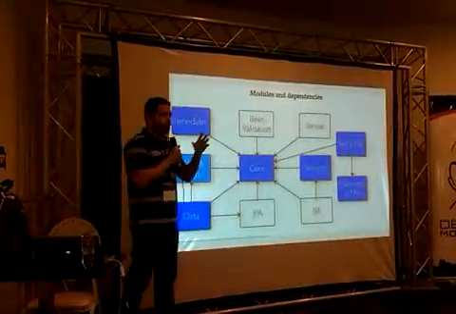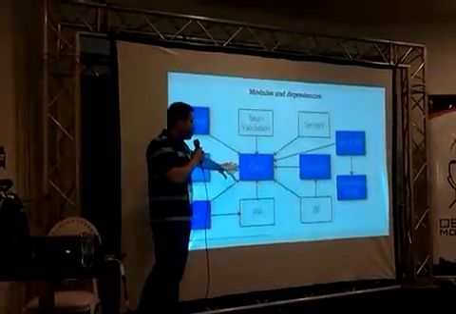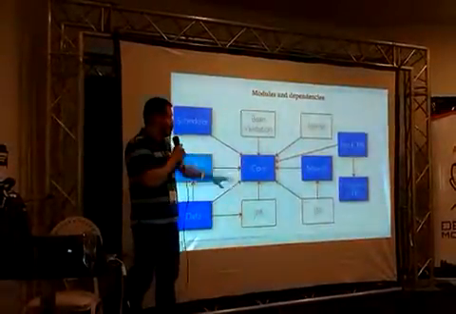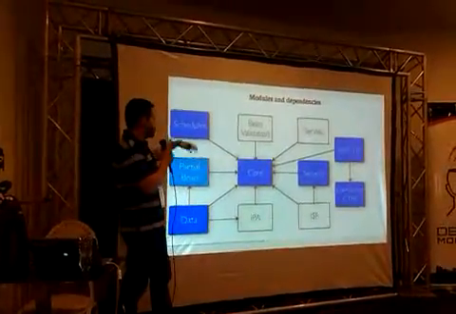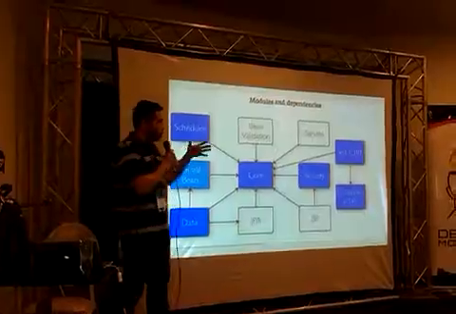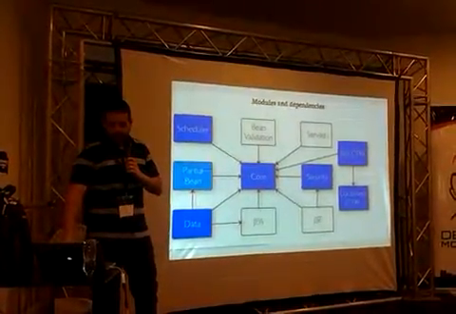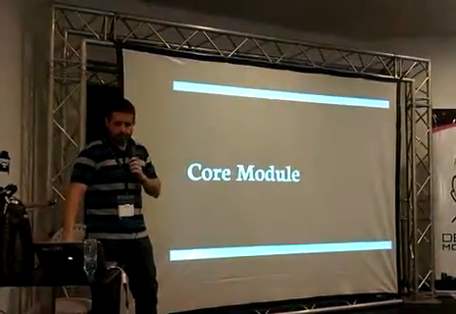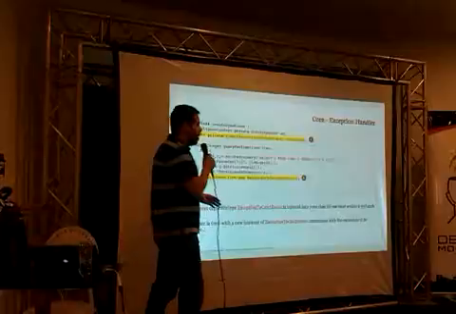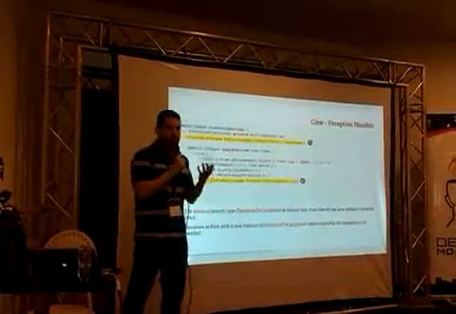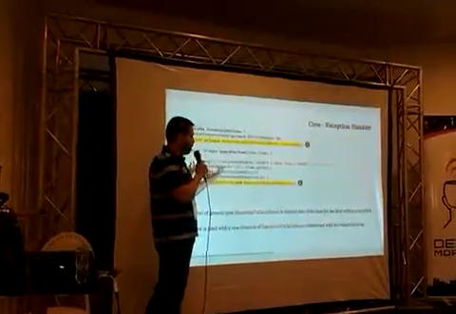So, DeltaSpike has a lot of features, general features, and also specific features. The most general features are in the core module, but of course there are also features for data, for JSF, for security, for scheduler, and we will see some of them. Okay, starting with the core module. One of the first features that I want to show you is the exception handler of DeltaSpike.